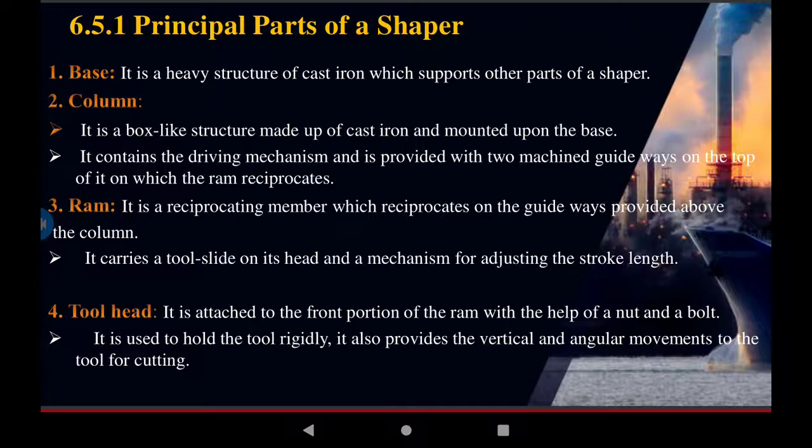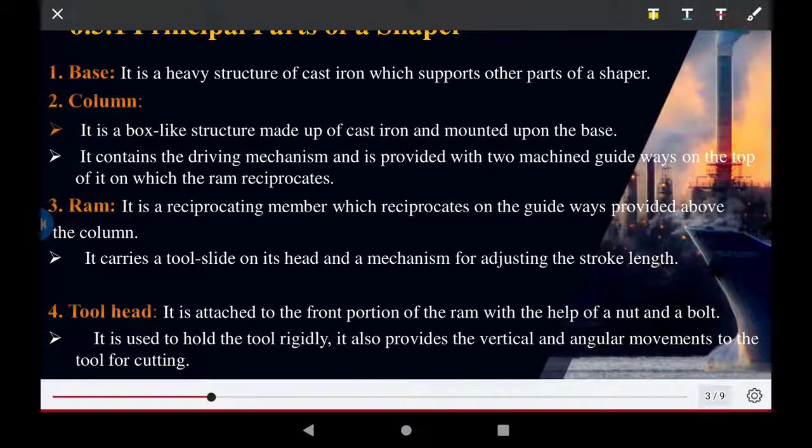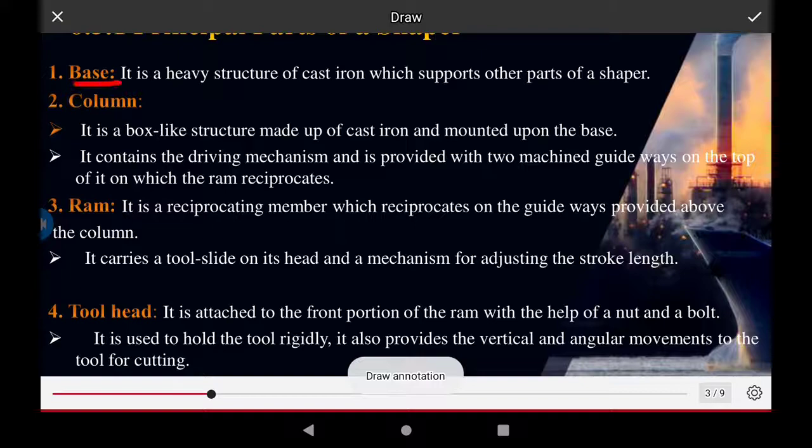The principal parts of the shaper machine. Base. What is the base? It is the heavy structure of cast iron. The base is the heavy structure of cast iron that supports the other parts of the shaper machine.